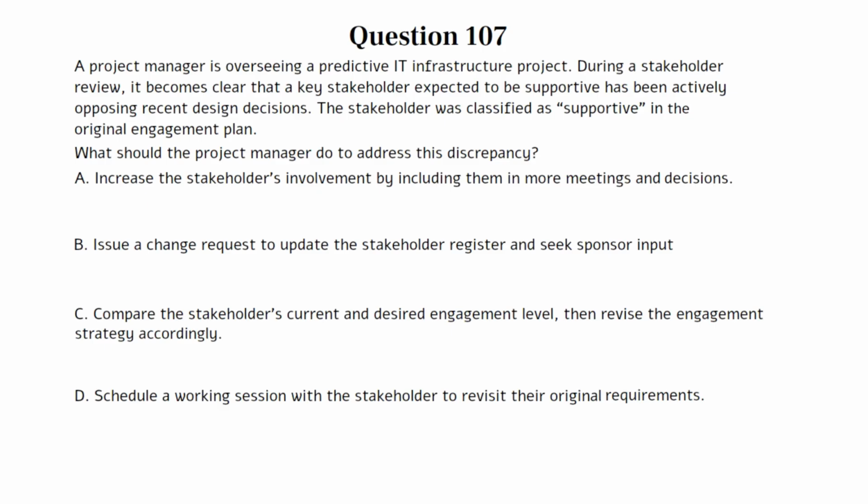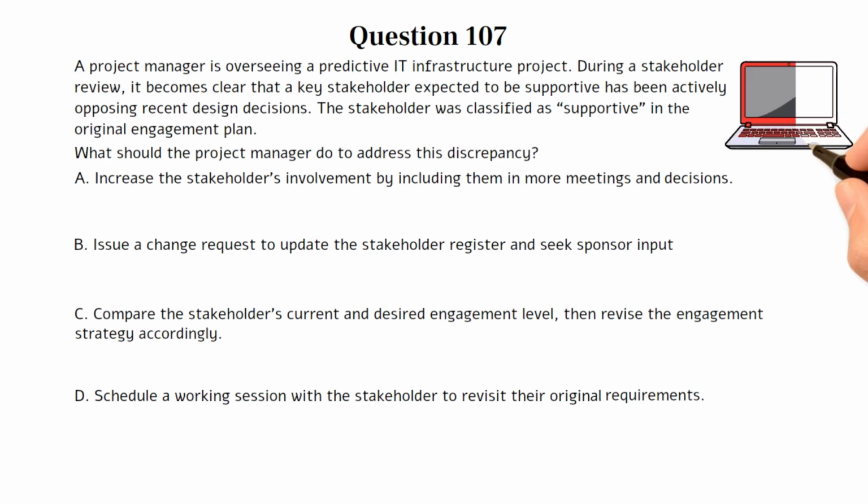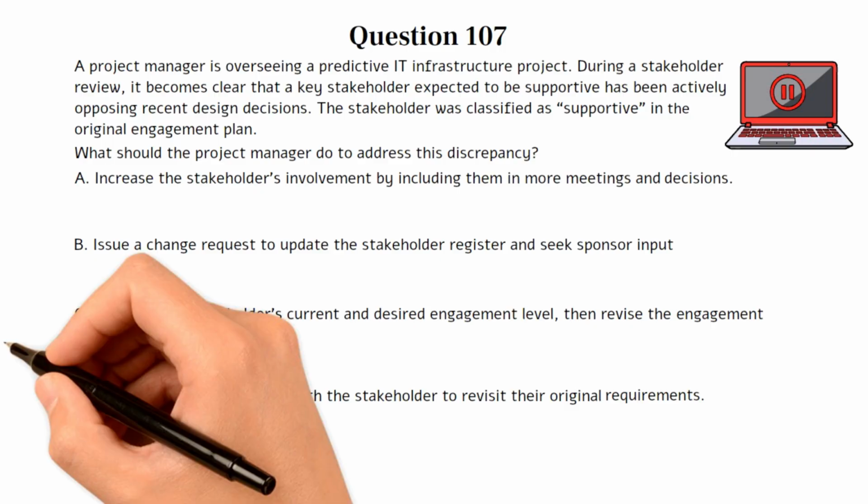A. Increase the stakeholders' involvement by including them in more meetings and decisions. B. Issue a change request to update the stakeholder register and seek sponsor input. C. Compare the stakeholders' current and desired engagement level, then revise the engagement strategy accordingly. D. Schedule a working session with the stakeholder to revisit their original requirements. You can pause the video here if you need more time to work on the question. The correct answer is C.